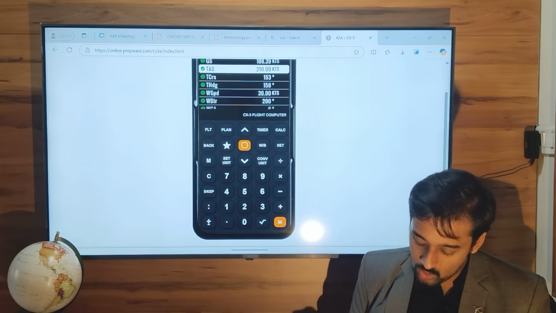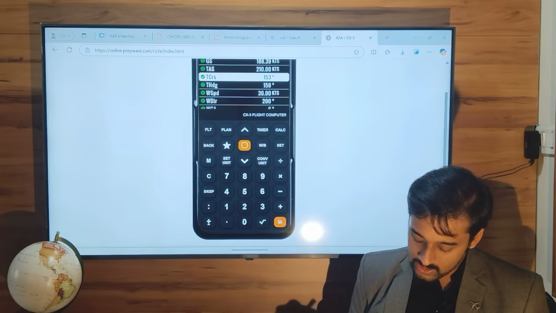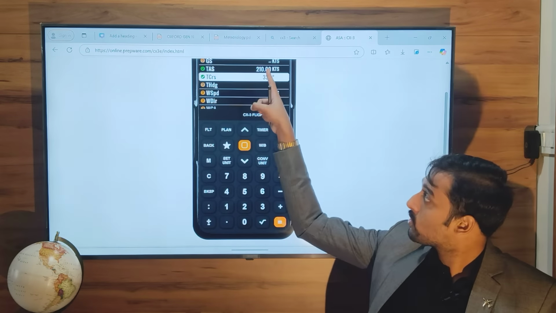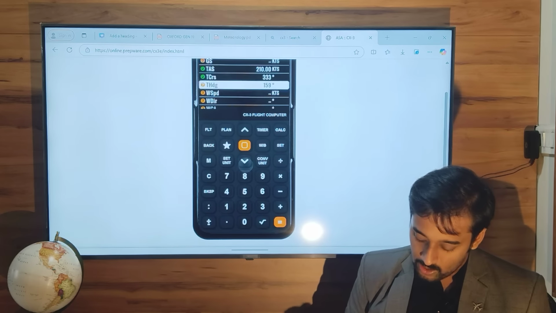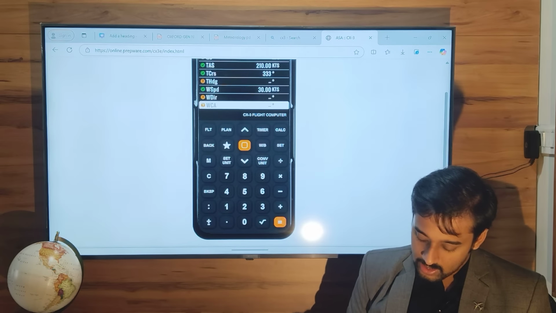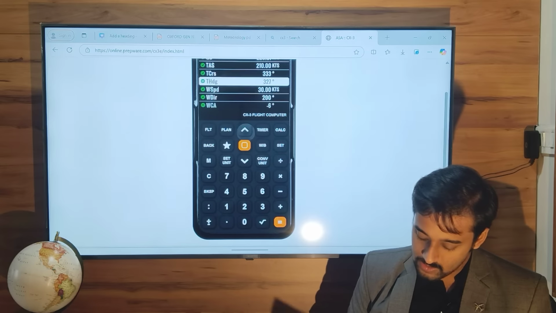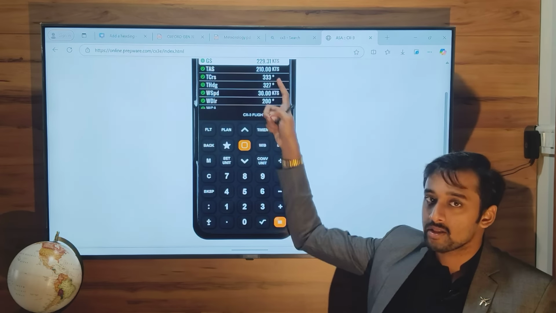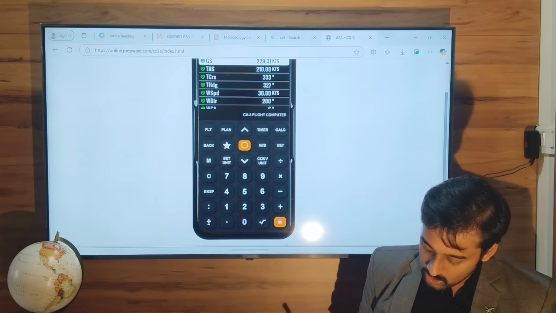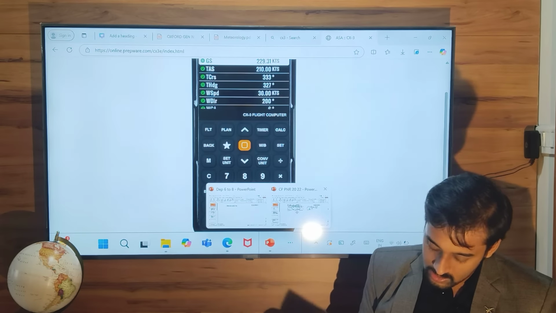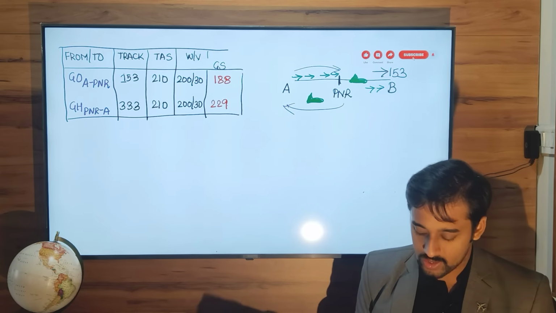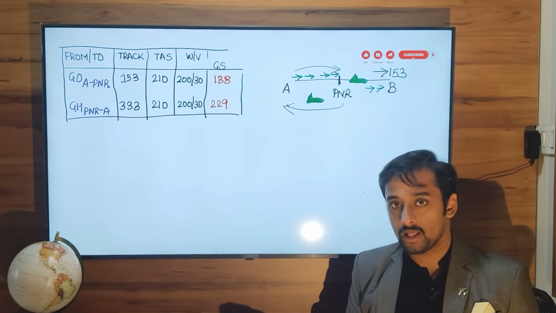So true airspeed is 210. Course is 333. Dash is 210. Let's put wind speed at 30 knots, direction at 200. So your ground speed is coming to 229.31. So let's take ground speed to be 229 knots. So we have filled a table now.